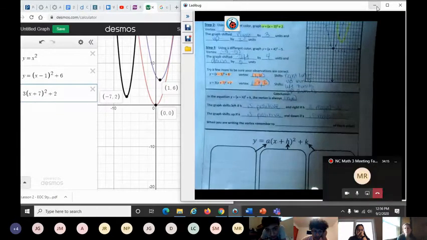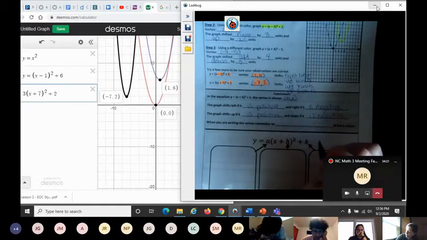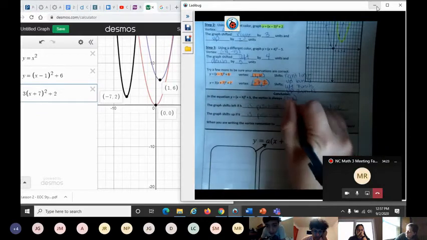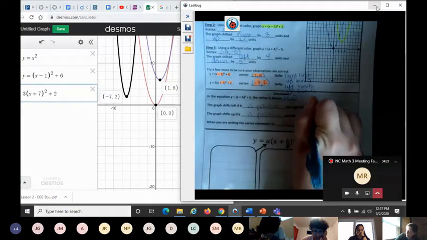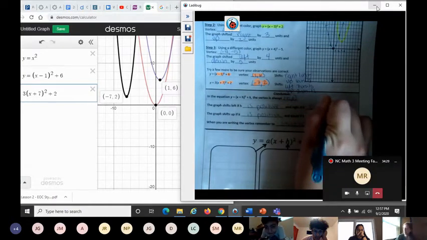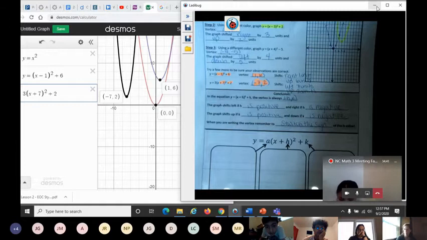And then it says when you are writing the vertex, remember to switch the sign of the value of h. So you always want to switch it to be the negative. So switch it or flip the sign.